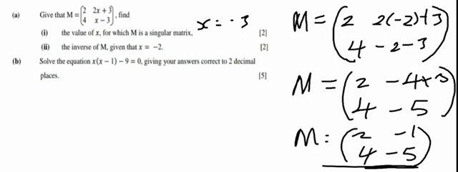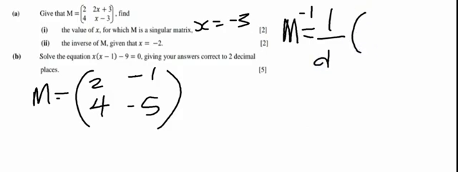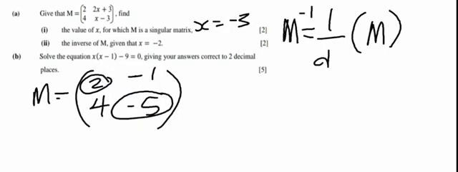Right. So when you're finding the inverse, it is represented by a negative as a power. So since here we are finding the inverse of matrix M, we are just going to say matrix M to the power negative 1 is equal to 1 over the determinant, then multiplied by the adjoint of matrix M. Right. So let's find the determinant of matrix M when x is equal to negative 2. So we have 2 and negative 5 as the major diagonal, positive 4 and negative 1 as the minor diagonal.